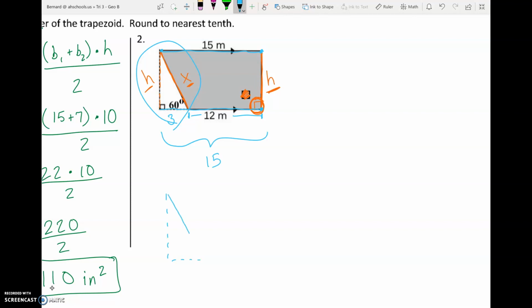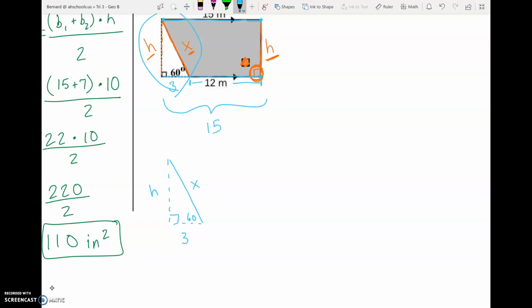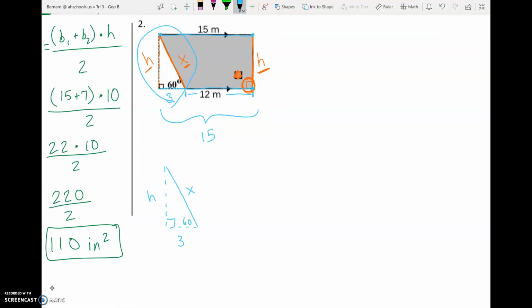And so what I would like to do now is, let's pretend we're working with this triangle down here. And let's solve for H and X. I know this is my height. I know that's a 90-degree angle. I just figured out that the bottom part is 3. I know this angle in this corner is 60, and this slanted side is X.